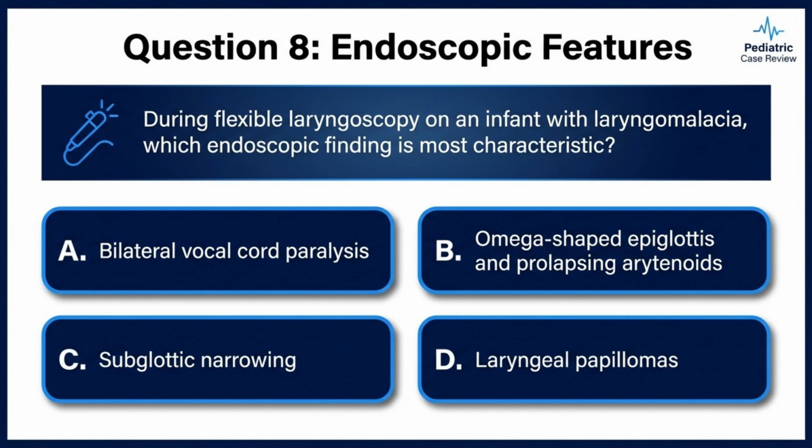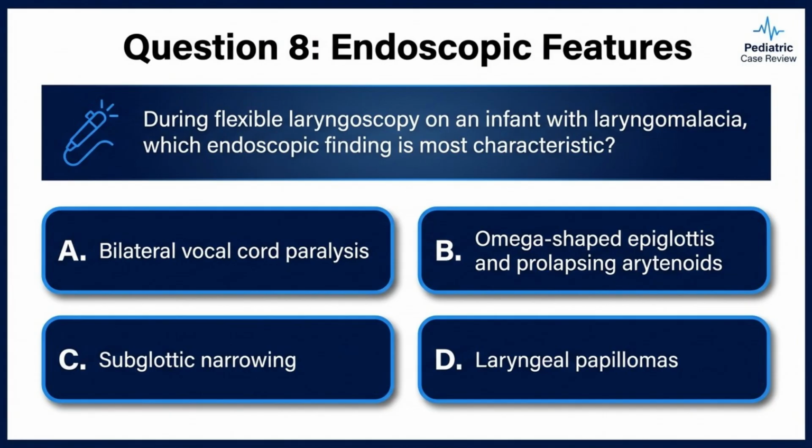Case number 8 explores the specific endoscopic features. You are performing a flexible laryngoscopy on a symptomatic infant to evaluate their airway. As you visualize the larynx during spontaneous inspiration, which specific endoscopic finding is most characteristic of laryngomalacia? Option 1, bilateral vocal cord paralysis. Option 2, an omega-shaped epiglottis and prolapsing arytenoids.